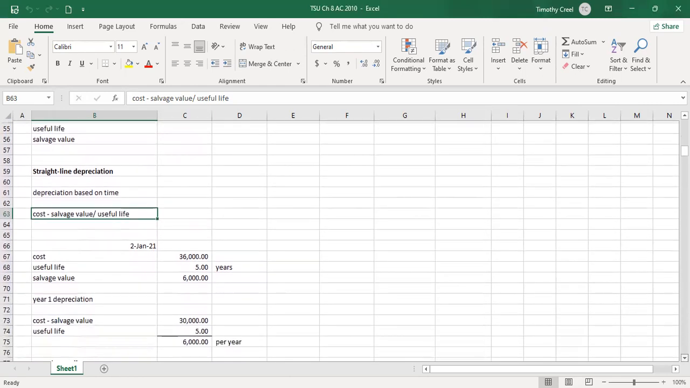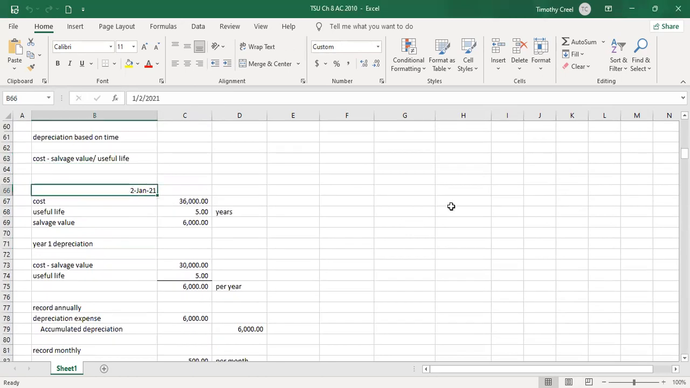And this is kind of an example of that. So let's say on January the 2nd of 21, we go out and we purchase a new truck with a cost of $36,000 for our business. We have a useful life of 5 years and a salvage value of $6,000. So we take the cost minus the salvage value, that would be 36 minus the 6 would give us 30, divided by the useful life of 5, $6,000 per year would be our annual depreciation.